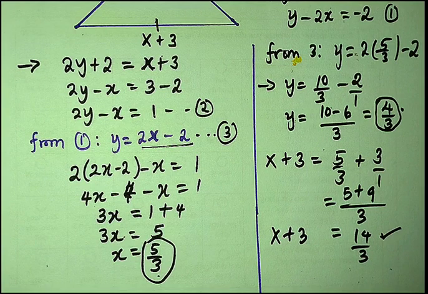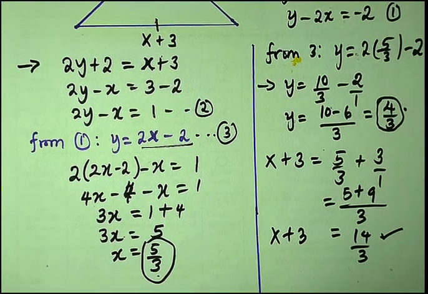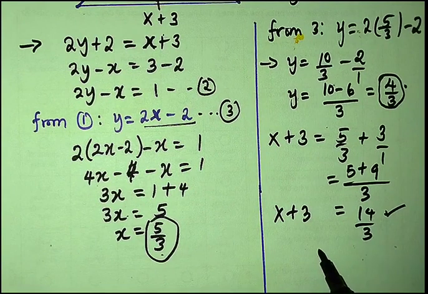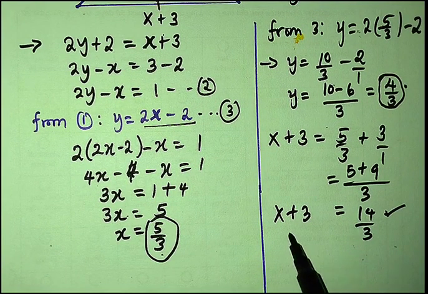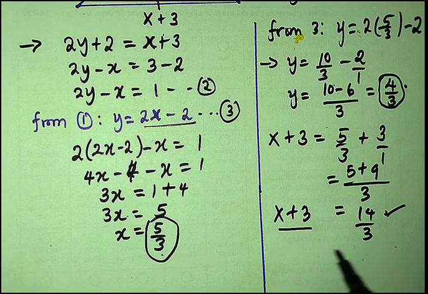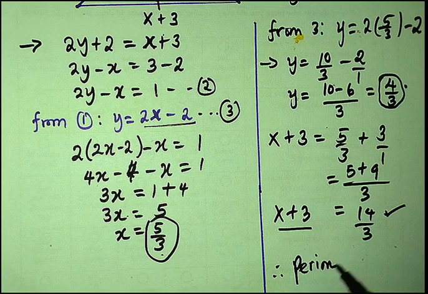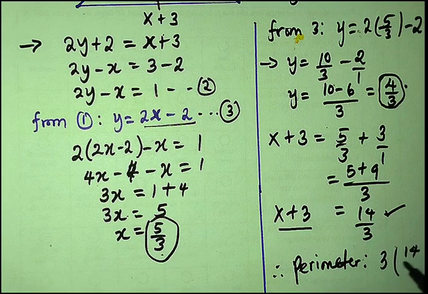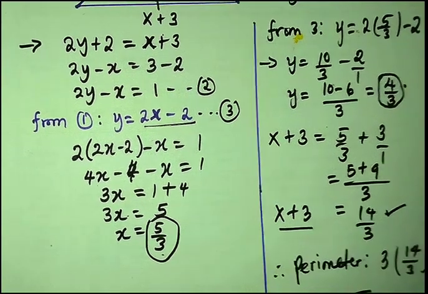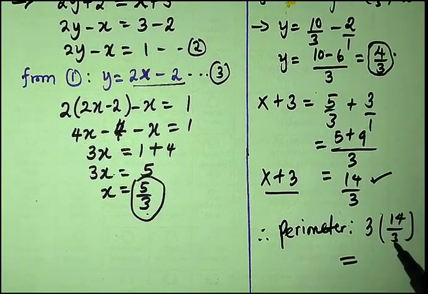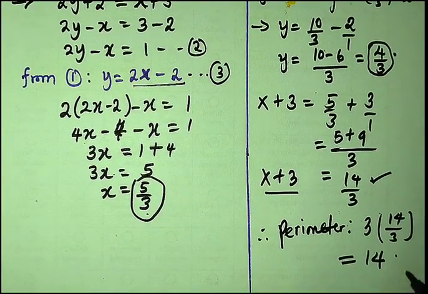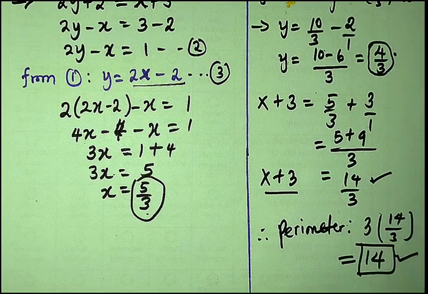But don't forget that the question says we should find the perimeter of the equilateral triangle, because all the sides are equal. And we've already gotten one of the sides, x plus 3, to be 14 over 3. Therefore, the perimeter is now going to be 3 times 14 over 3. So we can see that we consider 3, we cancel this 3 here, and we have the perimeter to be 14. And that is the solution to the problem.